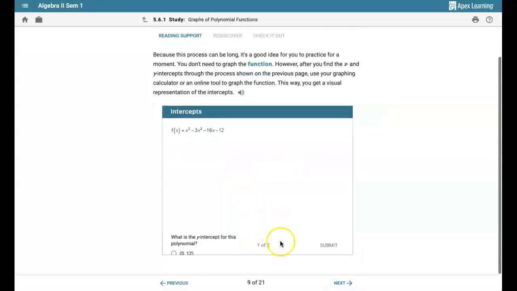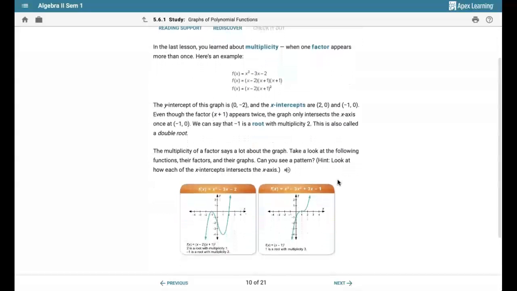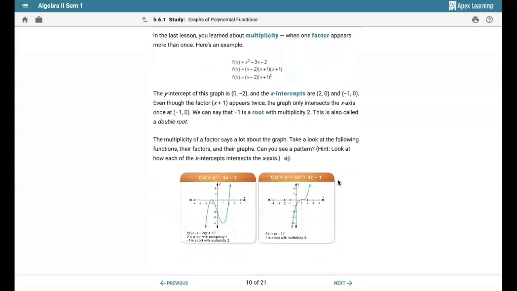All right, so practice here. You guys can do that on your own. And then we learned about multiplicity. What that means is it just shows up on your roots multiple times, 2, 3 times, whatever. But we only show it graphically in one place. We only show it crossing the x-axis that one time. If we have something like the above here, we have x plus 1 squared, so that means that we have -1 twice, so we say that that's a root with multiplicity of 2, or you could also call it a double root.